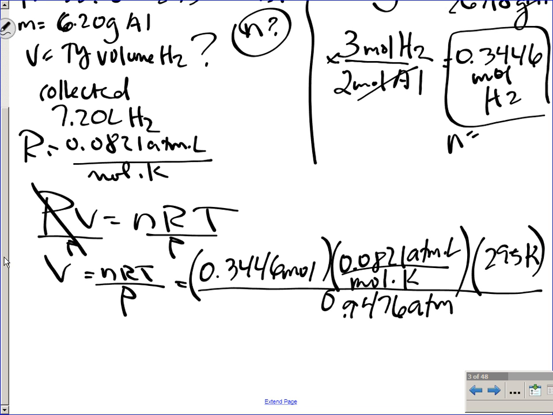What units cancel? Everything except for liters. It should anyway, right? So those are moles on top and bottom. Wonderful. Kelvin, bottom and top. Wonderful. Atmospheres, top and then bottom. Wonderful. Liters remain.